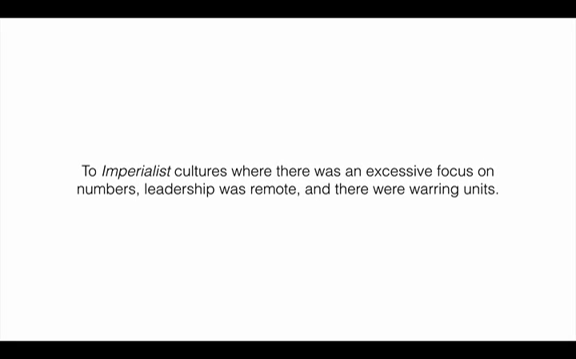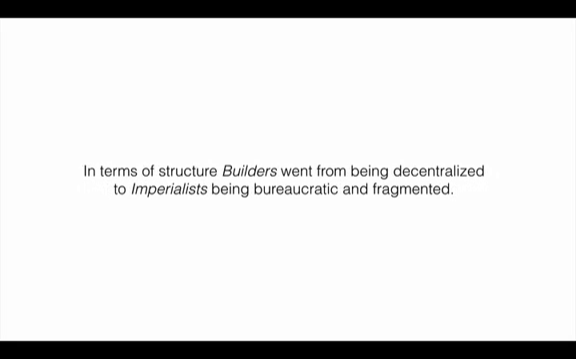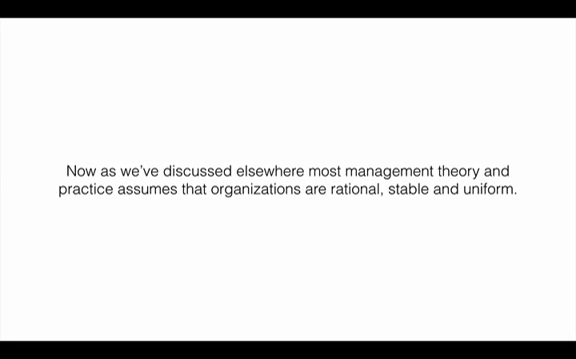He observed that salesmen went from strategies of image differentiation with full lines of products and services to drifters where image replaces substance and there's a proliferation of products. Builders' cultures went from being market share driven with competitive business units and professional administration to imperialist cultures where there was an excessive focus on numbers, leadership was remote, and there were warring units. In terms of structure, builders went from being decentralized to imperialists being bureaucratic and fragmented.